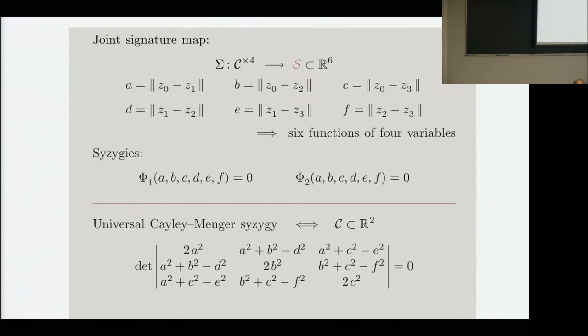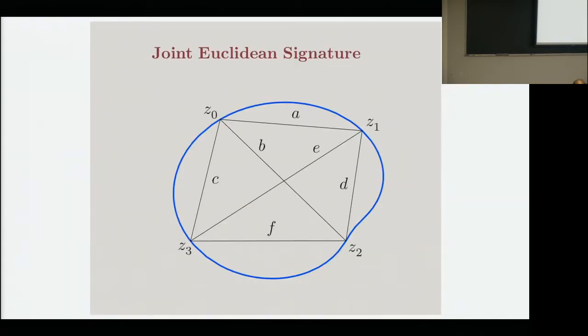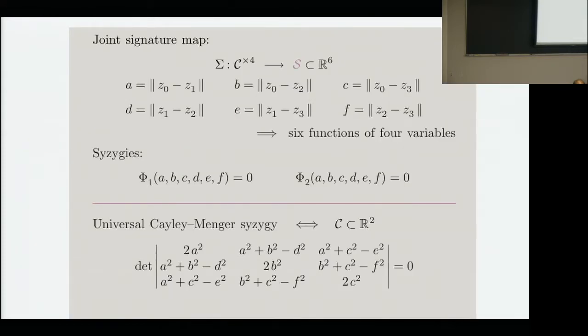One of these is well known as the Cayley-Menger syzygy. This was written down by Cayley when he was something like 18 in his very first paper. The question was, if I give you these 6 distances, when is the point configuration planar? And the answer is true if and only if this determinant vanishes. And this has led to a whole subject area known as distance geometry that's become very popular recently.